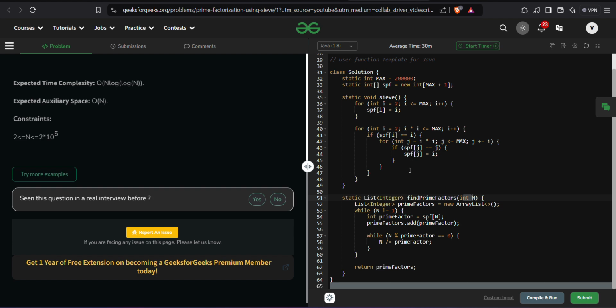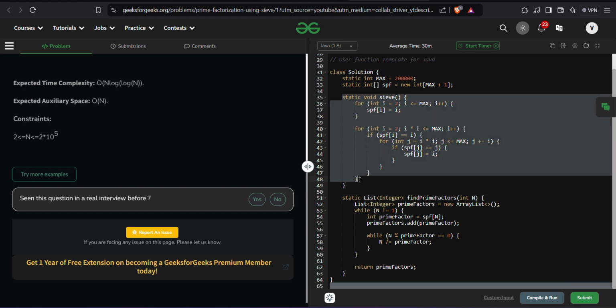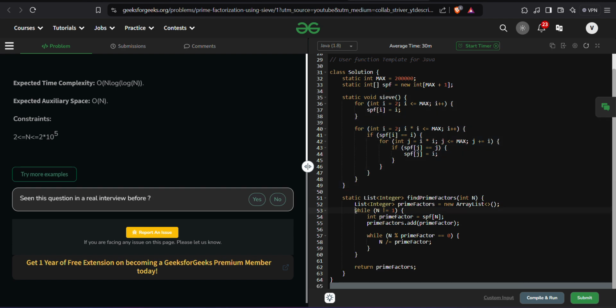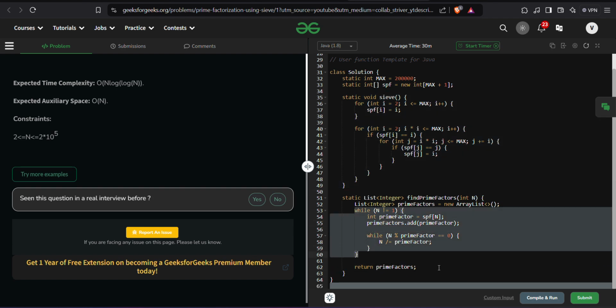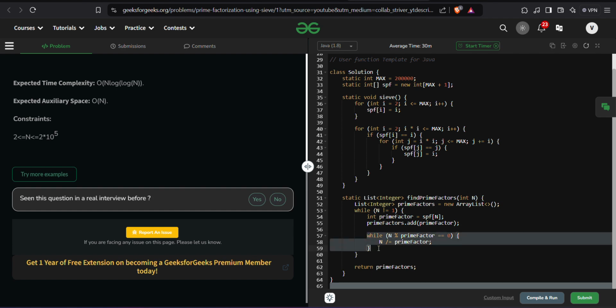So the overall time complexity for the sieve function is n log of n, and this while loop keeps iterating up to logarithmic of n. Why? Because the division handles our requirement in logarithmic of n. So if, let's say, we are provided with q queries, our overall time complexity will be n into logarithmic of n plus q into logarithmic of n base 2.